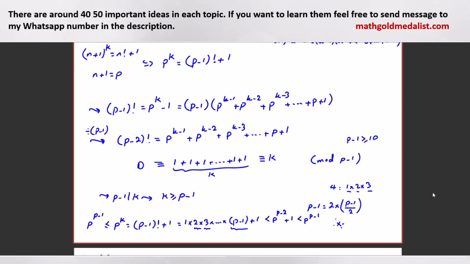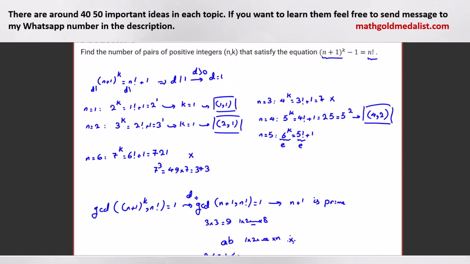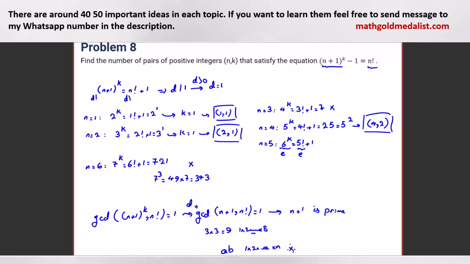So how many answers have we found so far? P greater than or equal to 11 doesn't work. There are 3 answers. This one was for n plus 1 equals p, 2. This one p equals 3. This one n is 4, p equals 5. So how many answers are there? 3 answers. So the answer will be 3.